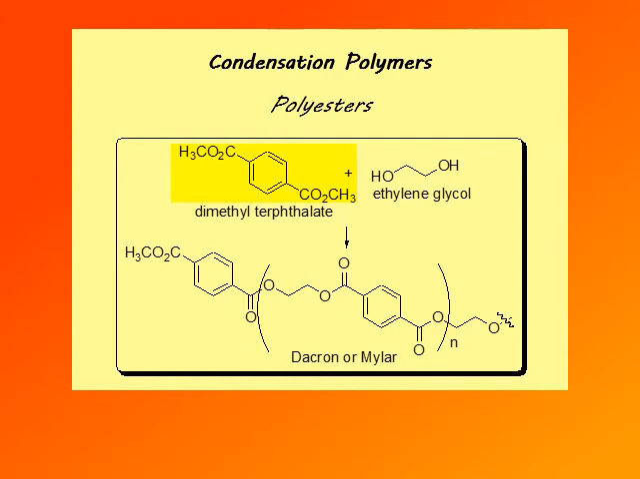This particular diester is dimethyl terephthalate, and the dialcohol, diol, is ethylene glycol. That's actually a component of antifreeze. And so they react in such a way that they form new ester bonds. It's a trans-esterification reaction where the methyl group leaves and is replaced by the ethylene glycol group. So you can see how the chain is formed, with parts of the chain in yellow that come from the original ester or dicarboxylic acid and parts that come from the diol. This particular polyester is sold under the trade name of Dacron or Mylar.